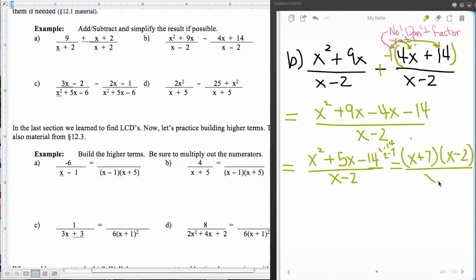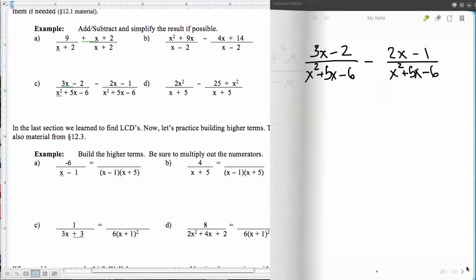And then this goes over our x minus 2, and this is the place where we can now cancel, because this is a product up here. Canceling is okay, so cancel here, and then we're going to rewrite it as just x plus 7, and so that will be our final answer, x plus 7. So that's what happens when we add, and then we can simplify.